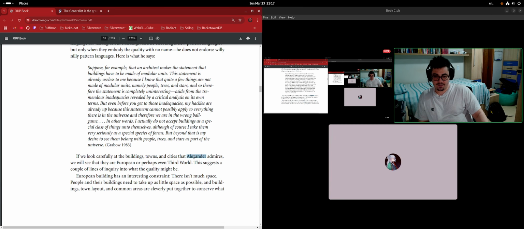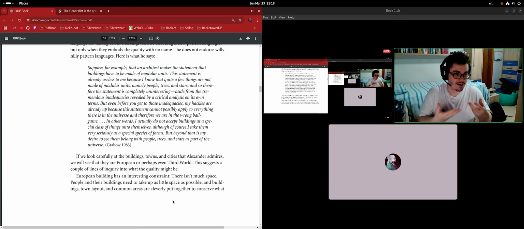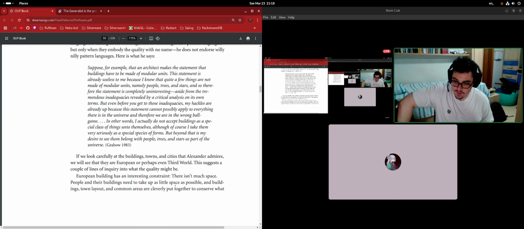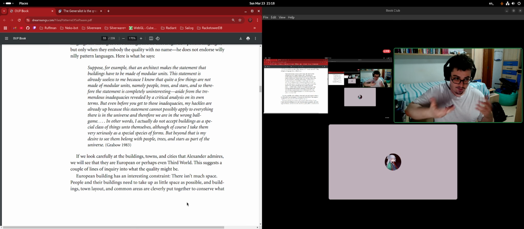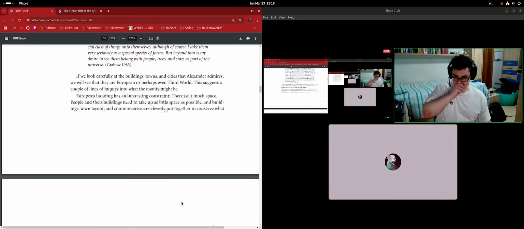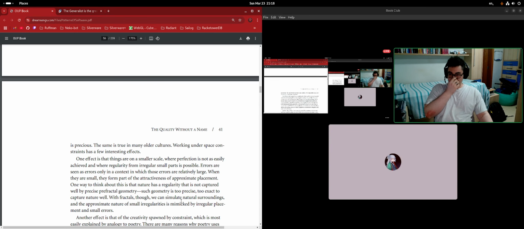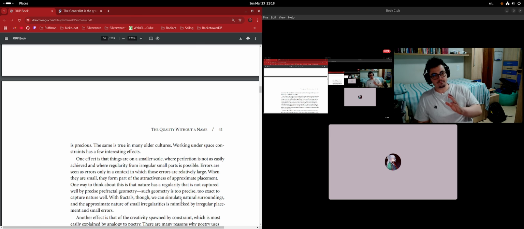Then he goes on to say that Alexander admires buildings from Europe and some even from third world countries. And then this is very interesting. So the European buildings have an interesting constraint: there isn't much space, right? So there is something related to the lack of available space. People in our buildings need to take up as little space as possible, and that changes the layout. Common areas are cleverly put together to conserve what is precious. The same is true in many other cultures. So basically, you remove the noise and you get the most out of a particular volume of space, essentially.